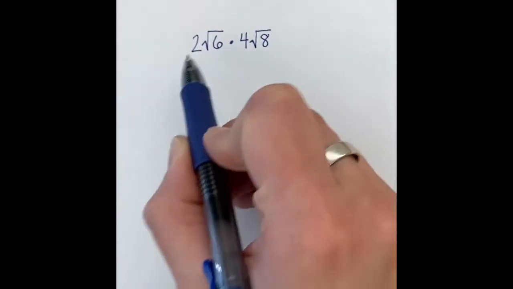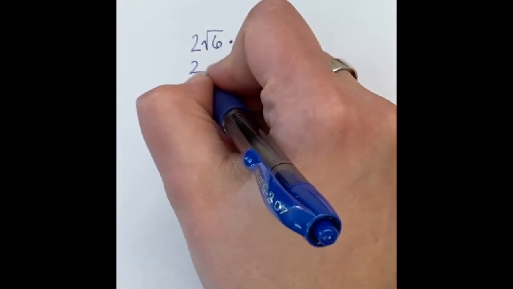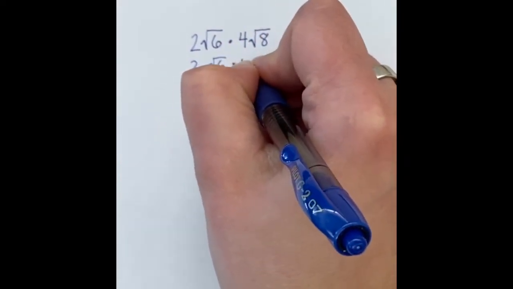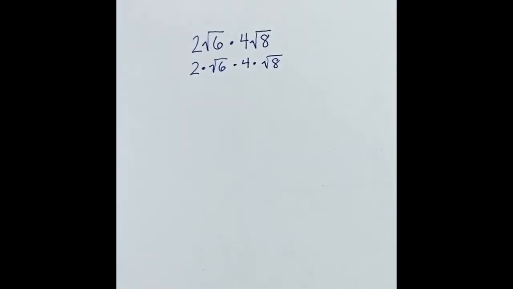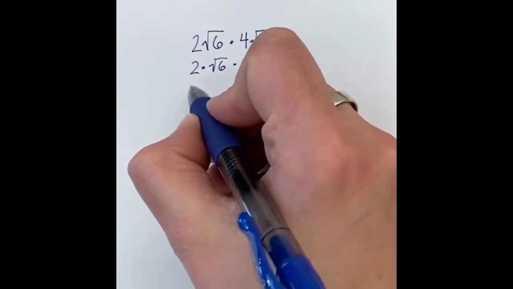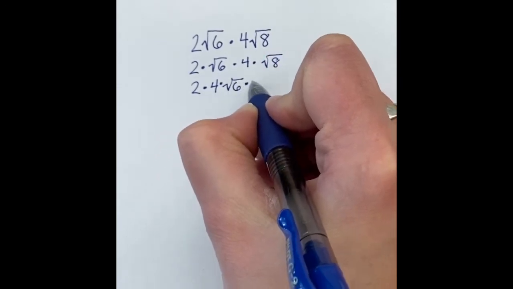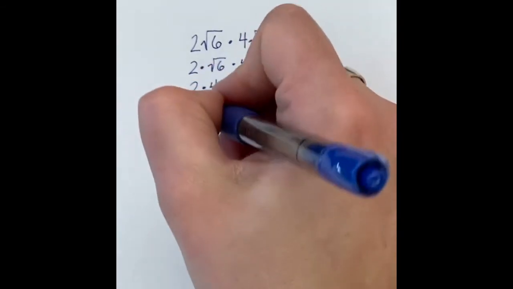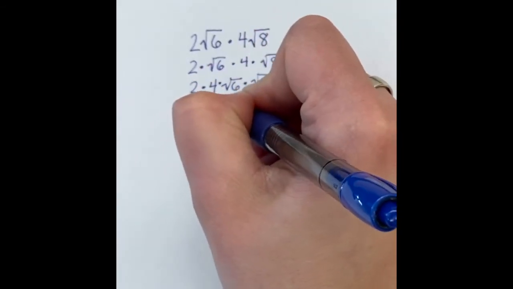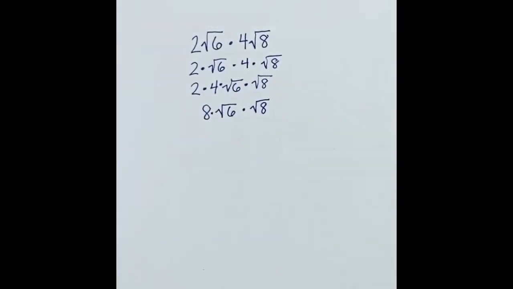So remember, between the 2 and the radical 6, and then as well as the 4 and the radical 8, that's considered multiplication. So you could break it up this way and just show that multiplication. And due to the commutative property of multiplication, it doesn't matter what order you multiply in, we can rearrange these terms so they look a little bit better to us. We know what 2 times 4 is. 2 times 4 is 8. So now we have this 8 times radical 6 times radical 8.